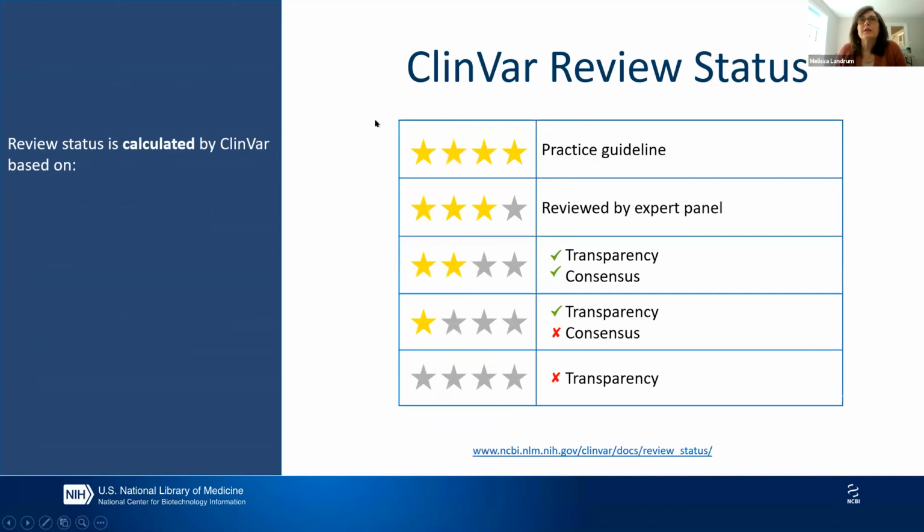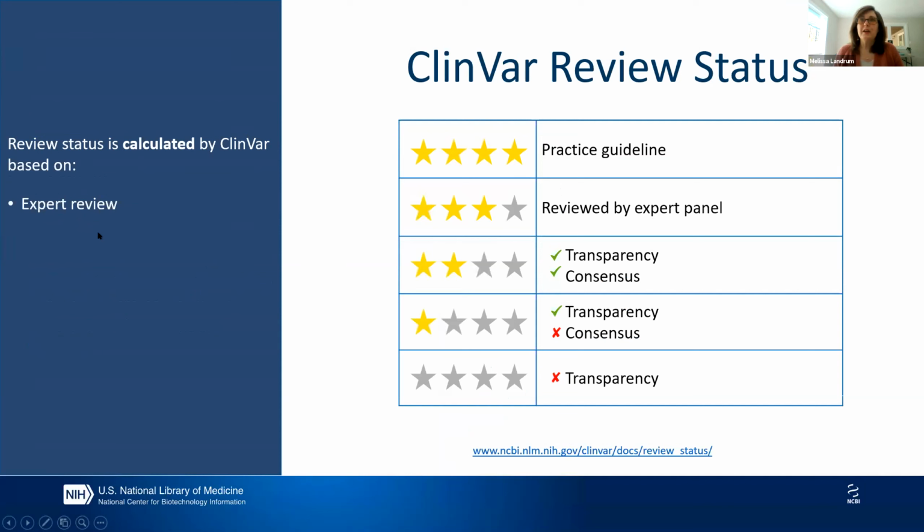All right, so next, let's talk a little bit about review status. So this is something that we calculate, and we calculate it based on three things. So first, we look to see if the variant has been subject to expert review. So if the variant has been reviewed in a practice guideline, that's our highest review status, that gets 4 stars. Or if it's been reviewed by an expert panel, that's the next highest, and that gets 3 stars. So you all are probably very familiar with the 3-star records.